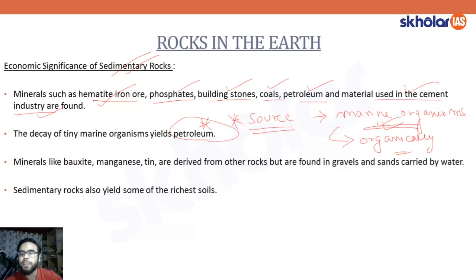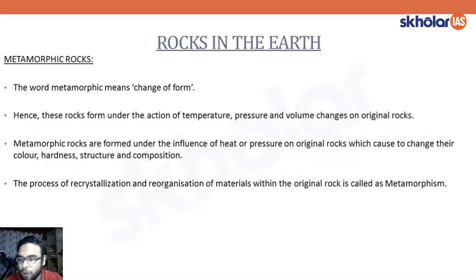Fine. Then minerals like bauxite, manganese, tin are derived from other rocks but are found in gravels and sands also. Understood this point? So bauxite, manganese, tin are derived from other rocks like igneous rocks. Fine. But these are also found in gravels and sandstones, which are examples of sedimentary rocks. Then sedimentary rocks also yield rich soils. Understood the economic significance of sedimentary rocks? Fine. Alright. Next, we'll talk about the metamorphic rock.